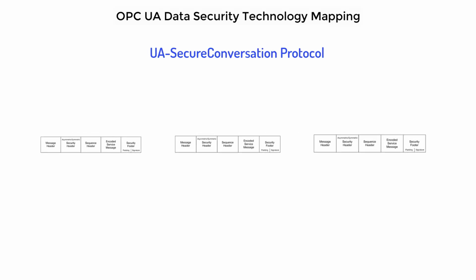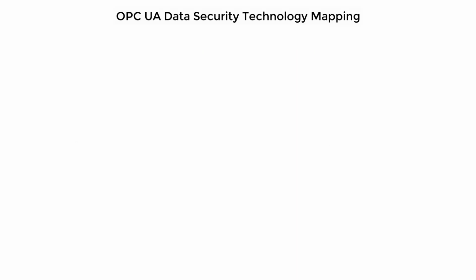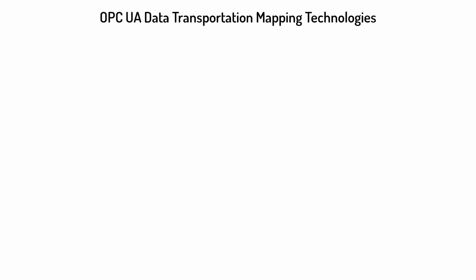Rather, it breaks the message down to small chunks that can be handled by different transport protocols and then applies security to these message chunks. Okay, that brings us to the end of security mapping. But as you can imagine, OPC UA security is a big topic, and what we've done here is merely provide an overview. Now, let us discuss the third task that requires mapping, which is the data transportation mechanism.